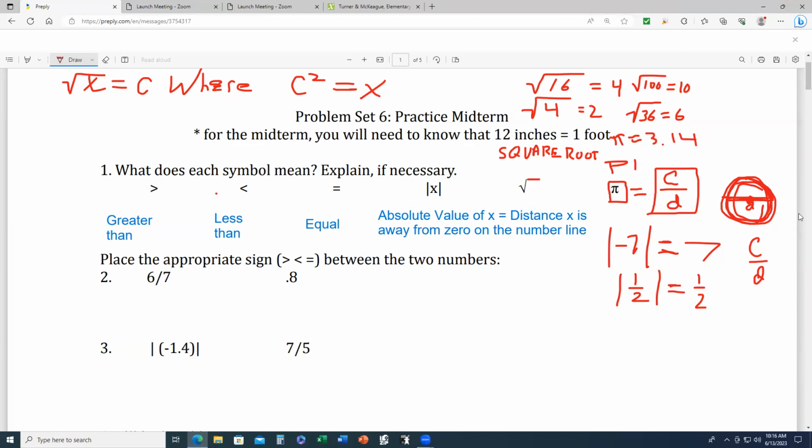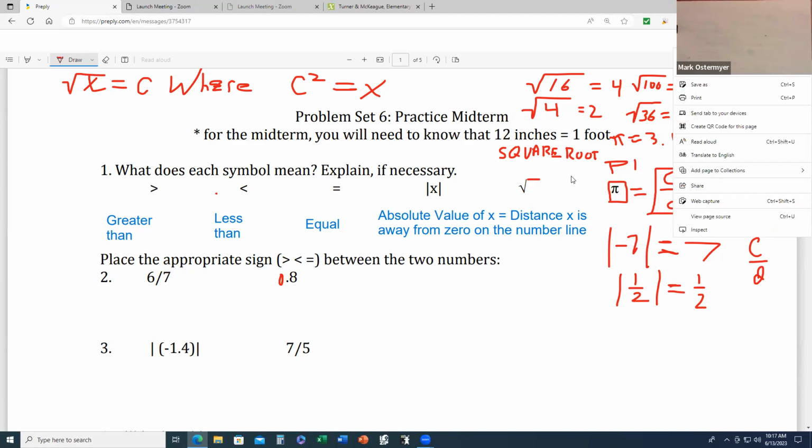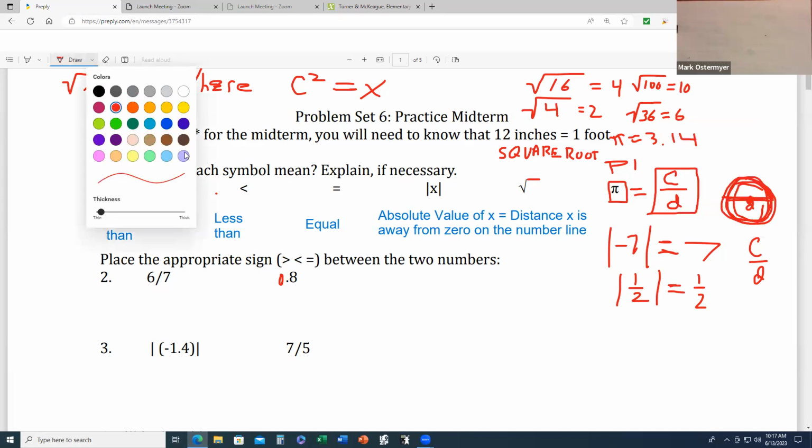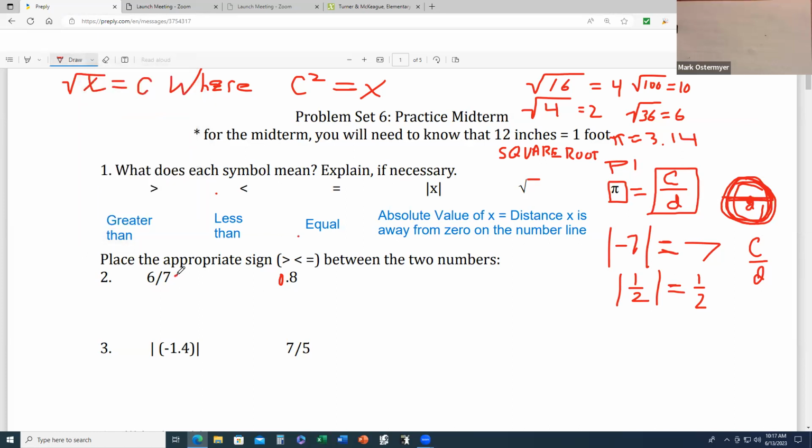All right, number 2. Place the appropriate sign, greater than, less than, or equal to, between the two numbers. Now, which number is larger, 6/7 or 0.8? Well, 6 over 7, what's 6 divided by 7? You can convert that into a decimal. You divide 6 by 7. Divide 7 into 6. And you know what the decimal is? It's about 0.85.